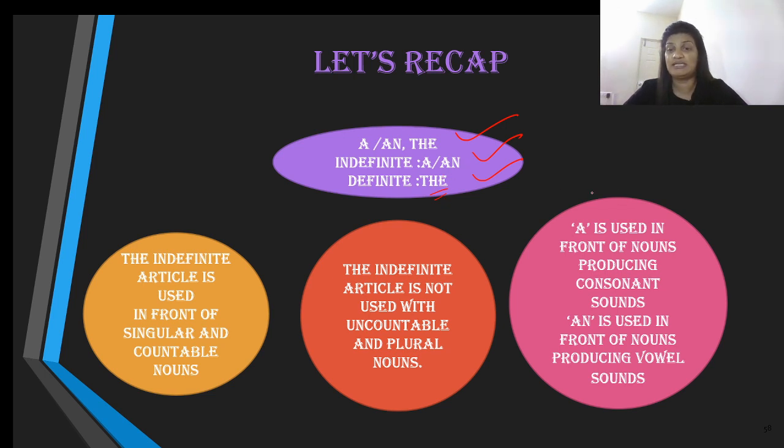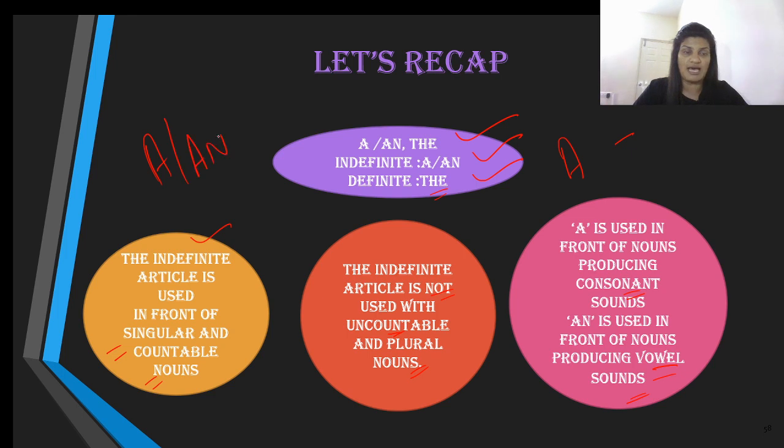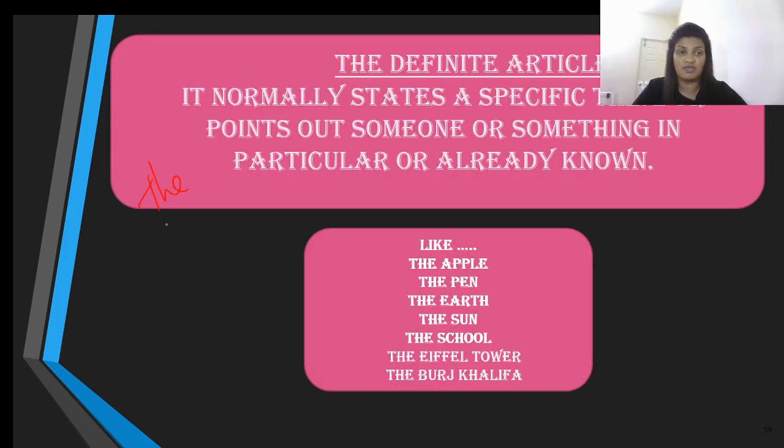Well, let's learn about indefinite articles. Well, a is used in front of consonant sounds and an is used in front of vowel sounds. Indefinite articles are used in front of singular and countable nouns, and they are not used with uncountable and plural nouns. That's the rule of a and an. Next, we have the definite article, which is the. And the definite article normally states a specific thing which we already know or is known by everybody, like the apple, the pen, the earth, the sun, the school, the Eiffel Tower, the Burj Khalifa.